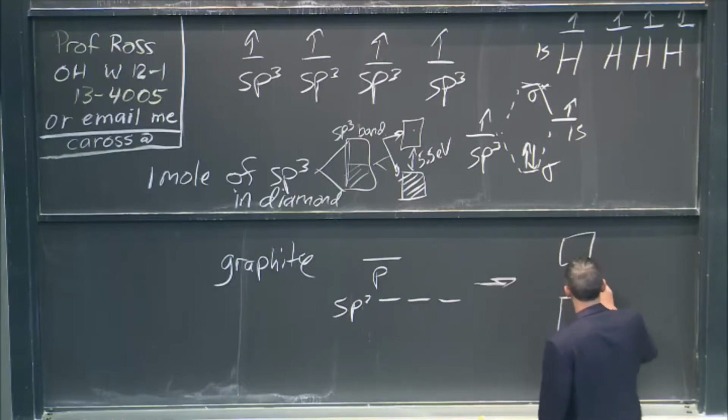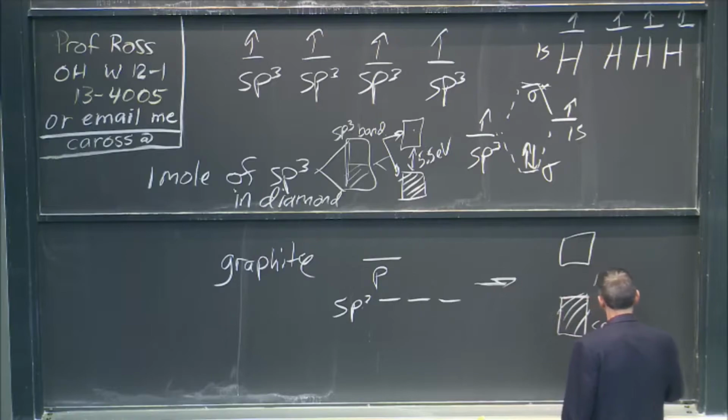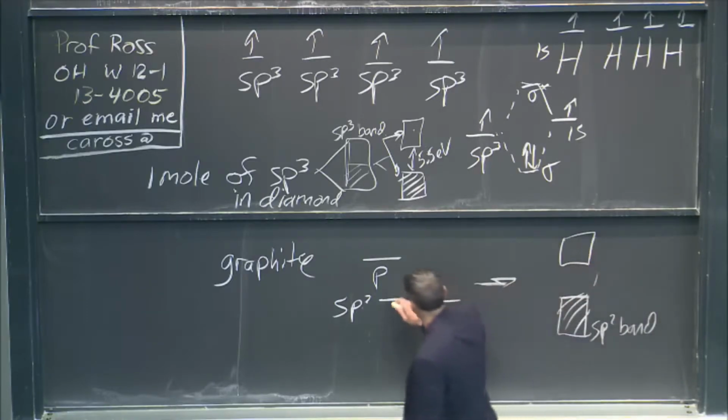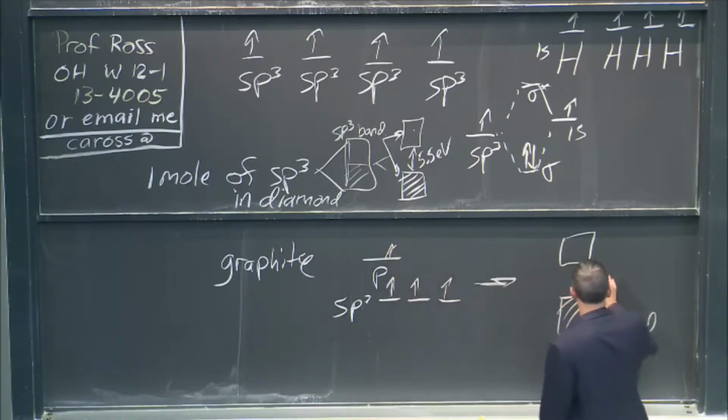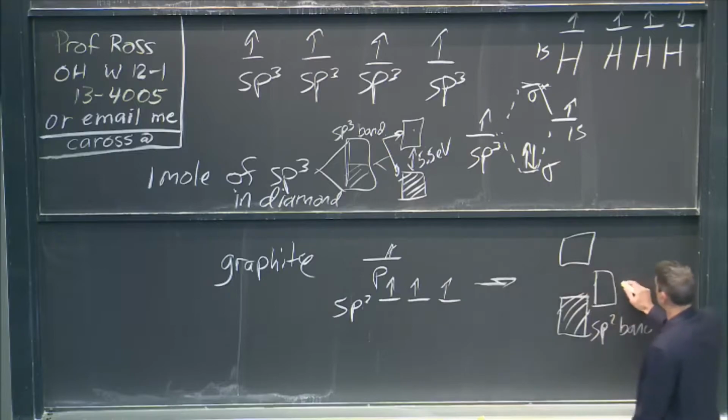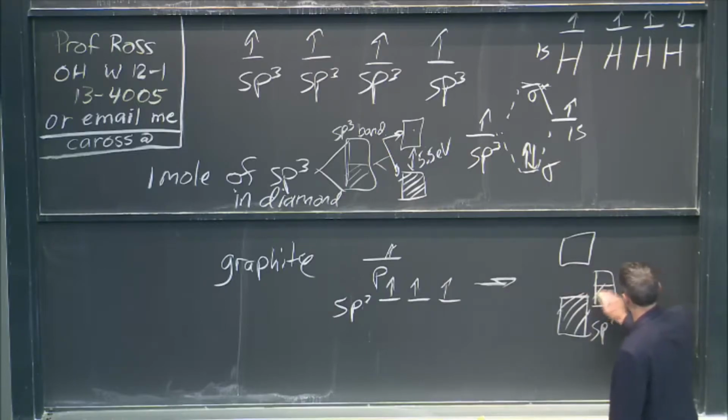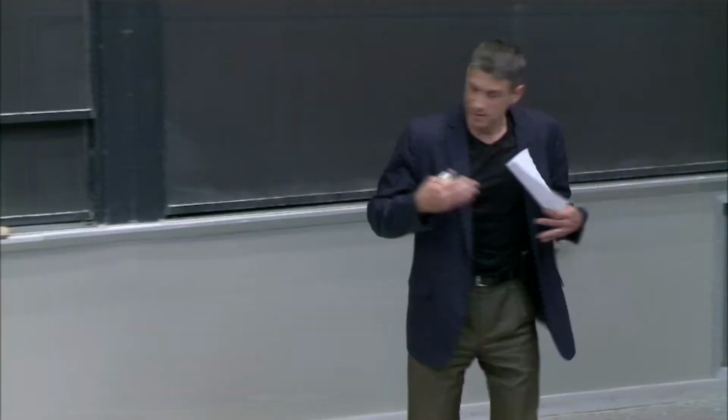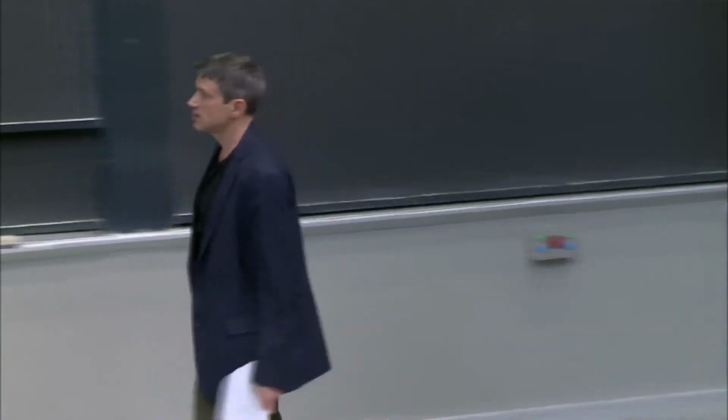But see, now you got the sp2 bands. It also split. And remember, I've got my electrons here, my sp2 electrons, and those there. But now I've got the pi bands that didn't split. Graphite is a metal. You can understand it by looking at the bands of these materials.